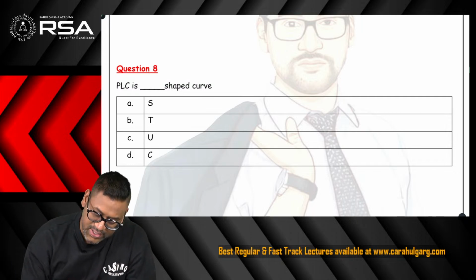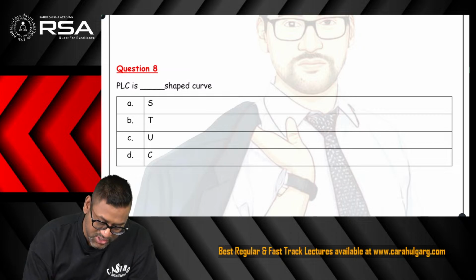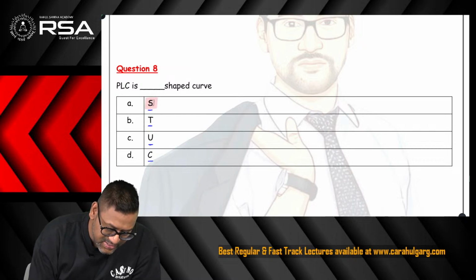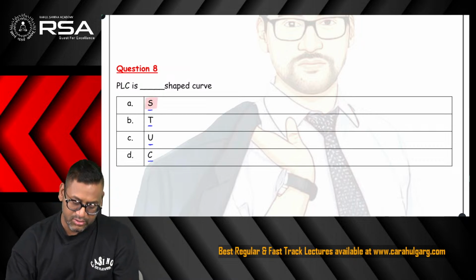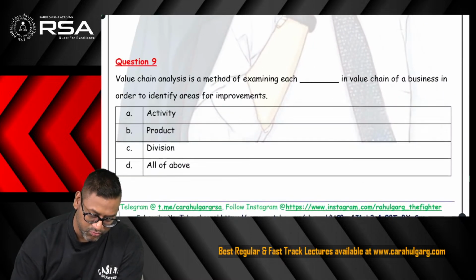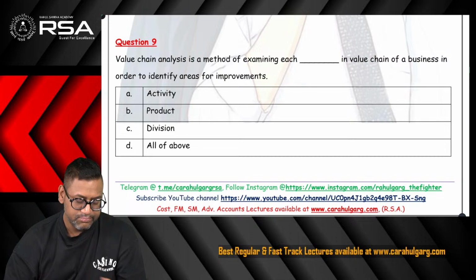So the question is saying which kind of curve is this? Either it is S shape, T shape, U shape or C shape. So the correct answer is, child, it's an S shaped curve. When you make it diagrammatically, it shows as the S shaped curve. Moving on, next question number 9.